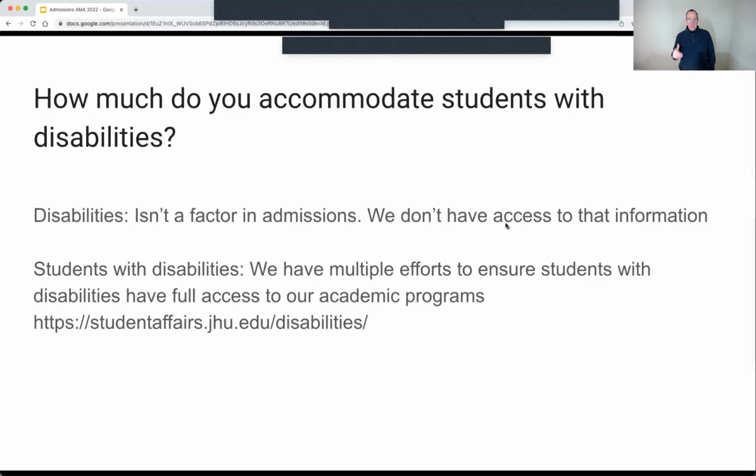In terms of students with disabilities, Hopkins has multiple efforts to ensure that students with disabilities have full access to all of our academic programs. Our Student Affairs Office has a lot of detailed information about this. Rather than repeating it, I'll just point you to their website, and it's fairly comprehensive in terms of the accommodations we provide and the ways we provide students access to our programs.